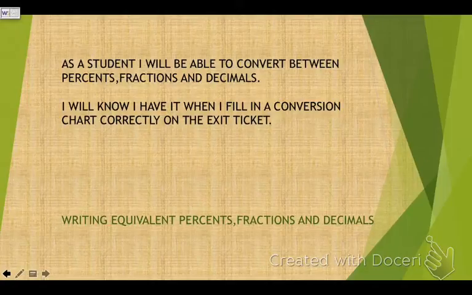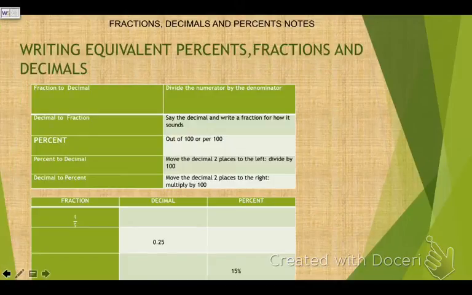Here we go. Okay, well, in front of you, you see a chart. And again, remember that we want to be able to write equivalent percents, fractions, and decimals. And this chart is going to be your helpful guide to going between percents, fractions, and decimals. Now, I don't want you to think that this is going to be simple because you have a guide, but I don't want you to think it's going to be really challenging and difficult either. You just have to pay attention to details and words.